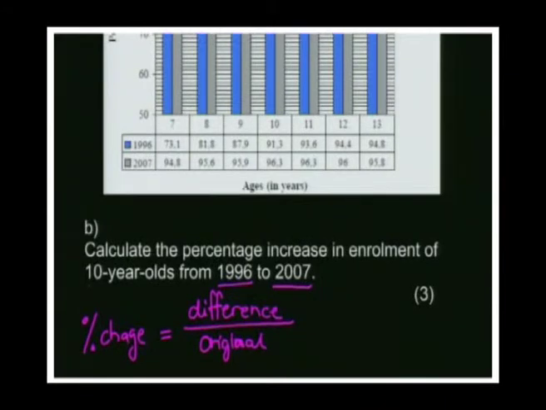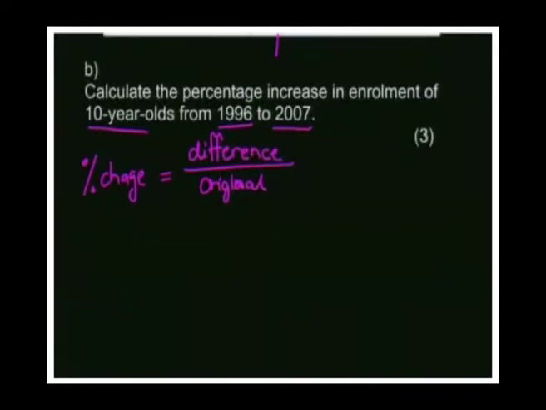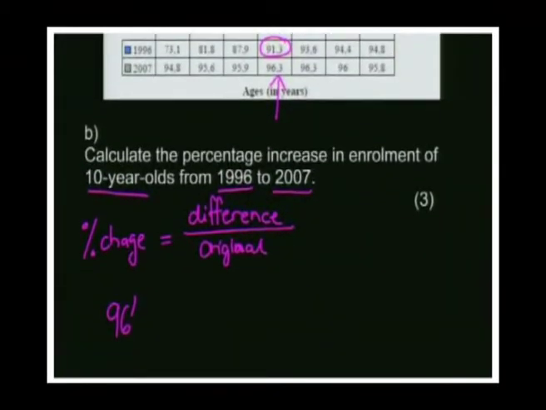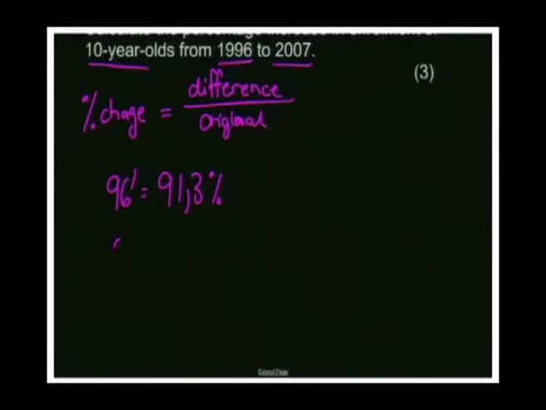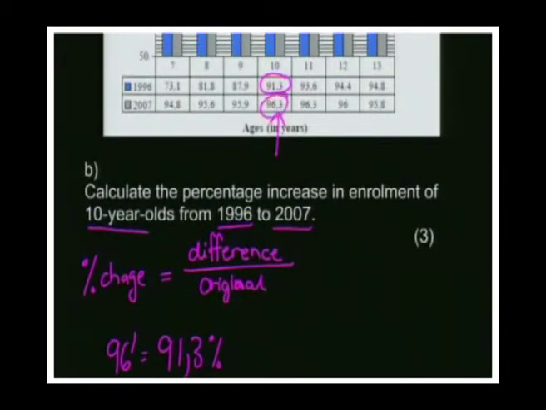So we're looking at 10-year-olds, which is this over here, and we're looking at the percentage change or the percentage increase from 1996, which is 91.3%, to 2007, which is 96.3%.